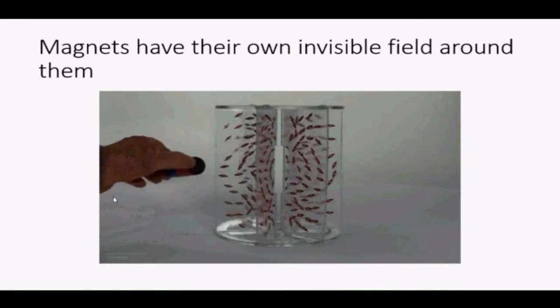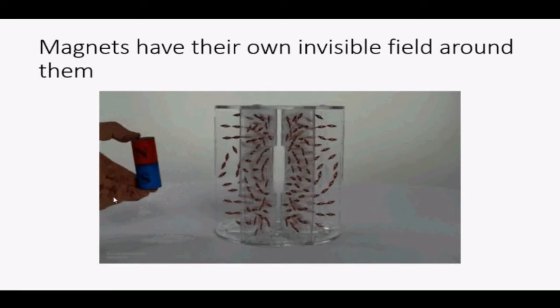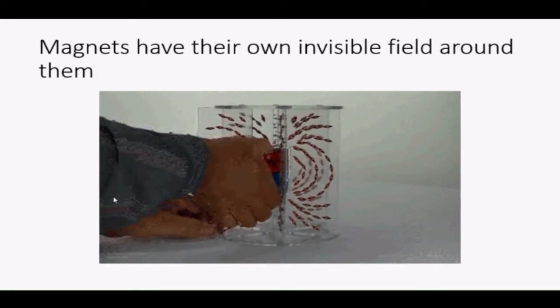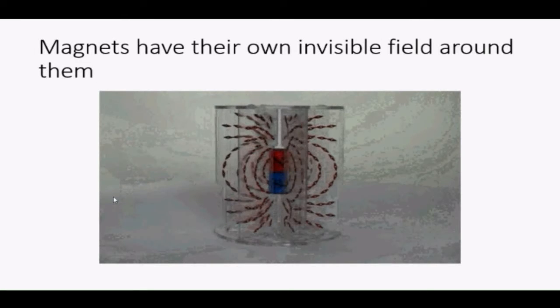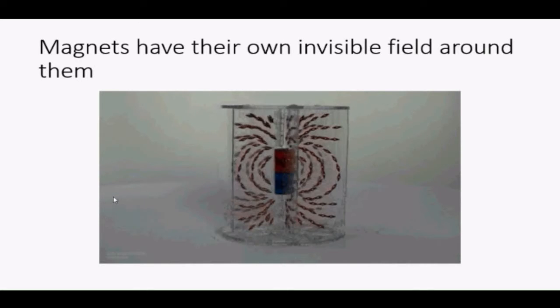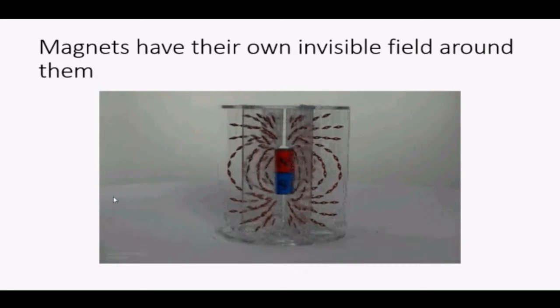Magnets have their own invisible field around them. As you can see in this video, we can discover what the lines of the magnet's magnetic field look like. If we place enough metal objects near a magnet, they will form a structure based on the magnet's field.